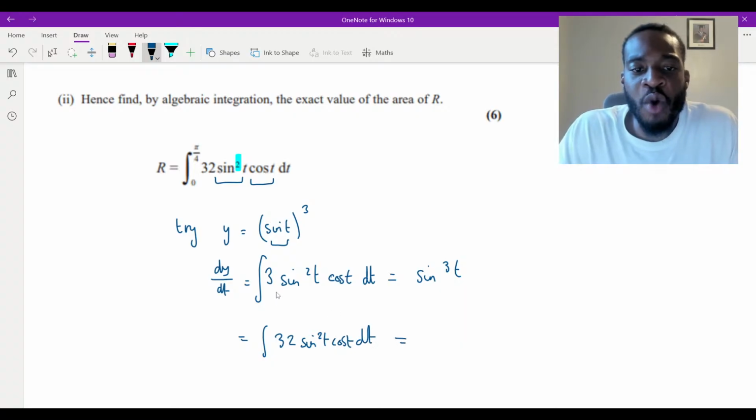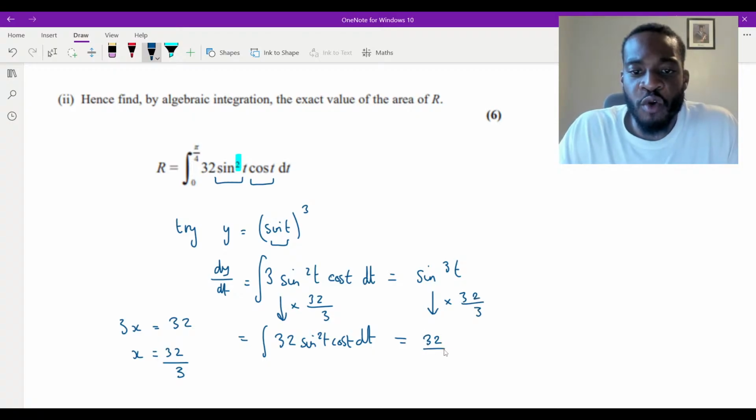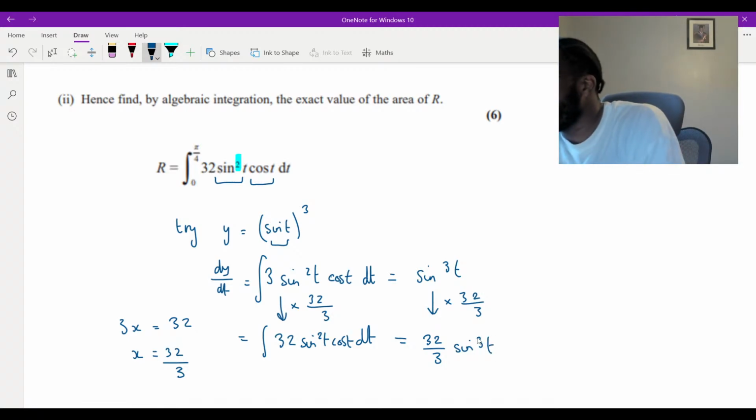So ask yourself, what is the difference between this and that one? The only difference is that constant, 3 to 32. What do we times 3 by to take me to 32? It's just going to be 32 over 3. So we're timesing by 32 over 3 to get the integral at the bottom, which is what we want. And because this is an equation, we have to do it on here as well. So it's going to be 32 over 3 sine cubed t, and that is going to be the integral. Does that make sense? Yeah? Good stuff, guys. Brilliant.